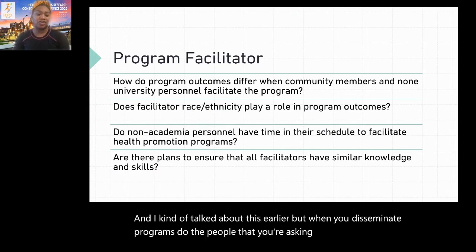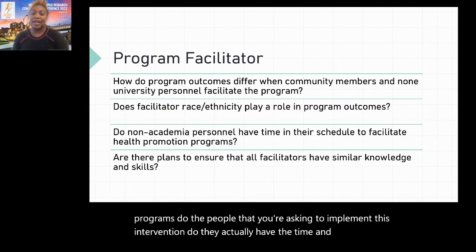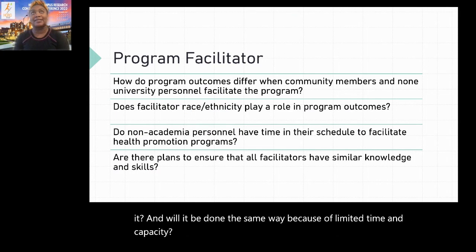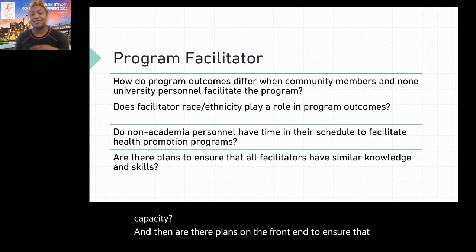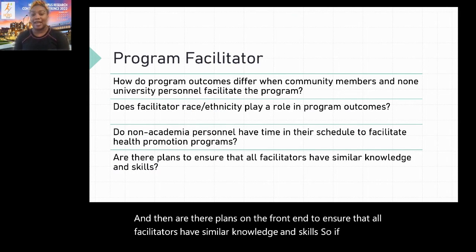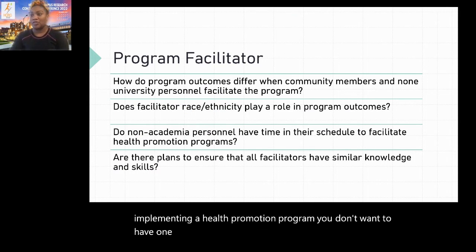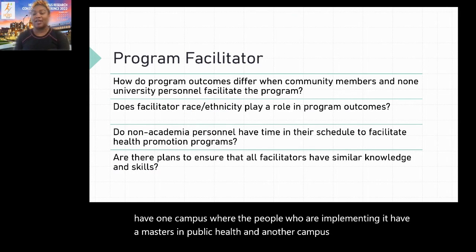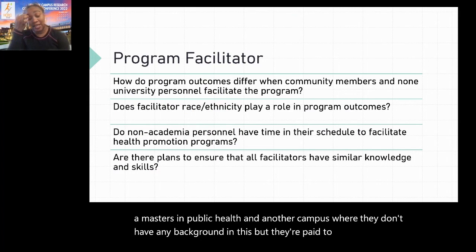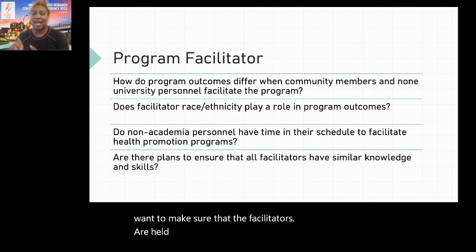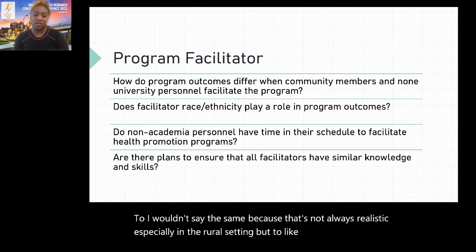And I kind of talked about this earlier, but when you disseminate programs, do the people that you're asking to implement this intervention actually have the time and the capacity to do it? And will it be done the same way because of limited time and capacity? And then are there plans on the front end to ensure that all facilitators have similar knowledge and skills? So if you're implementing a health promotion program, you don't want to have one campus where the people implementing it have a master's in public health and another campus where they don't have any background in this, but they're paid to do it. So you want to make sure that the facilitators are held to, I wouldn't say the same, because that's not always realistic, especially in the real world setting, but to similar standards.